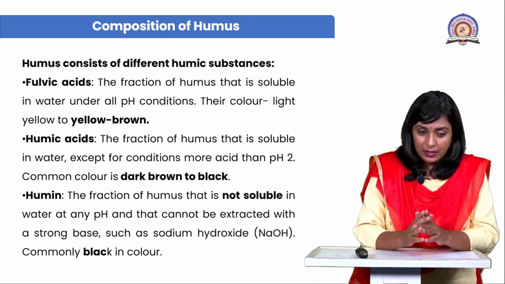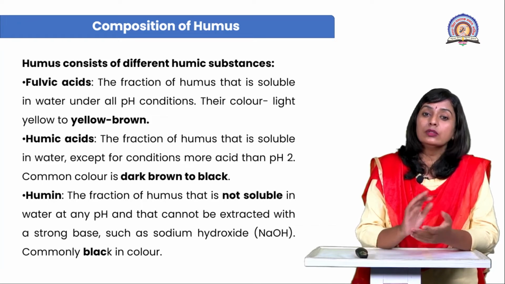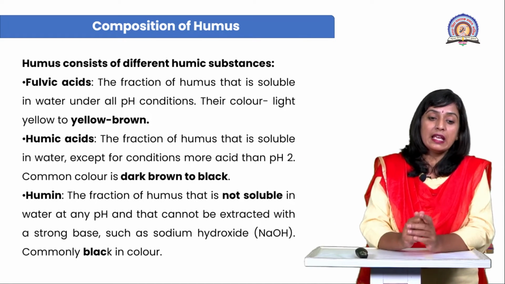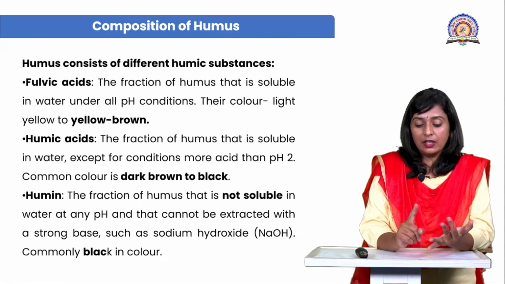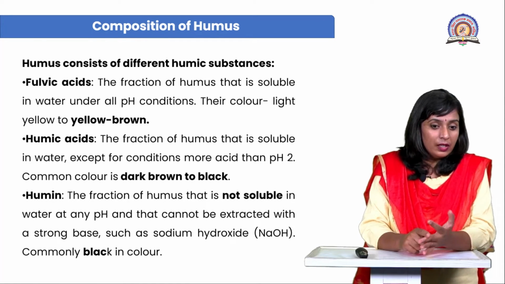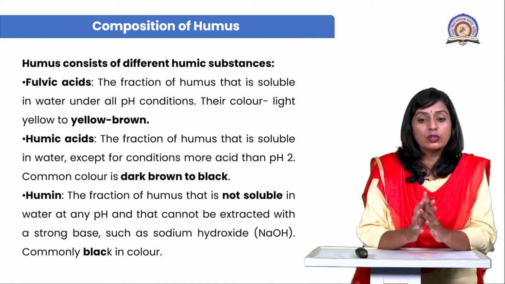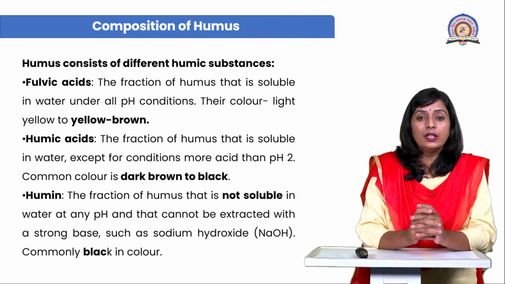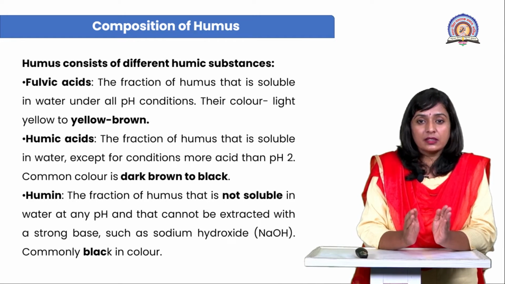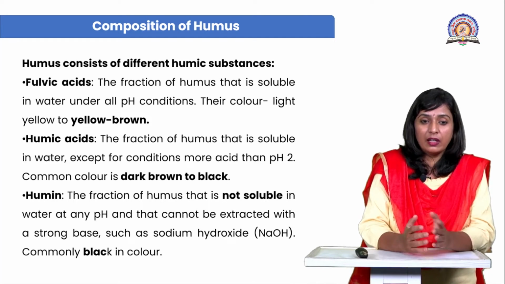Now, humin, here is again one trick remaining. I'll explain it later on. Humin is another component. It is not soluble in water at any pH, whether acidic, alkaline, or neutral. At any pH condition, this part of the humus remains in the insoluble form, and it cannot be extracted with a strong base. It remains as it is, in the form of stable humus, which we said earlier.